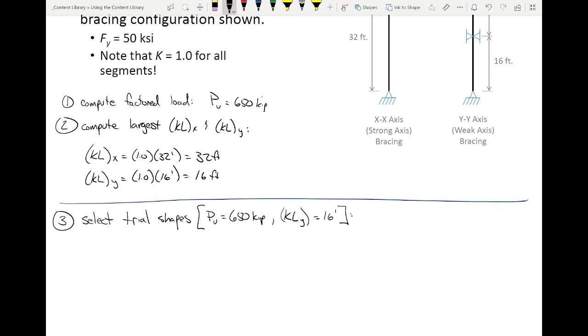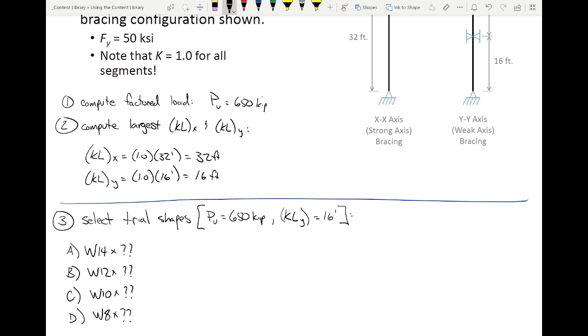We're going to open up our AISC 15th edition steel construction manuals to table 4-1. And we're going to ask ourselves, let's look at our trial shapes. A, a W14 by something. B, a W12 by something. C, W10 by something. And so on.